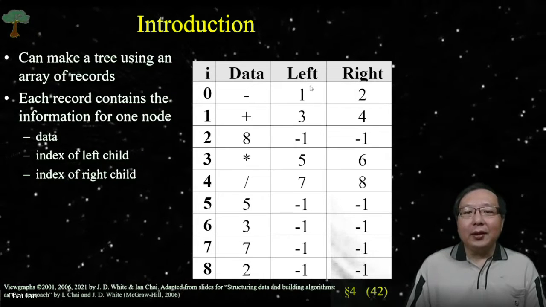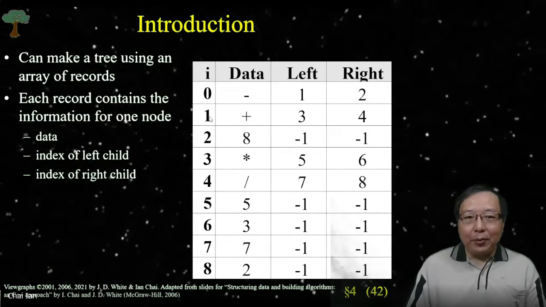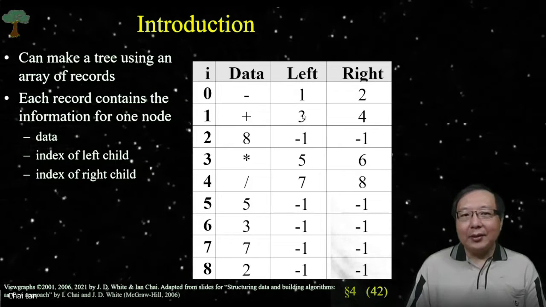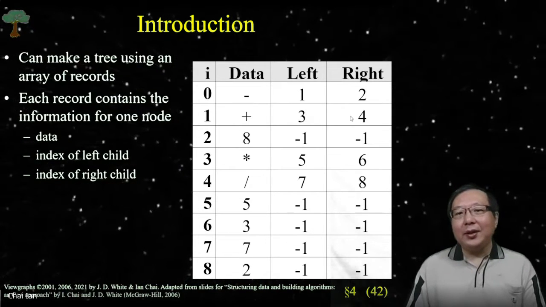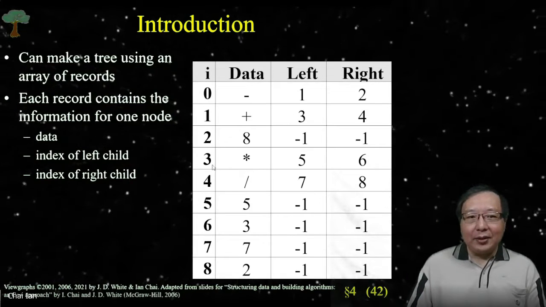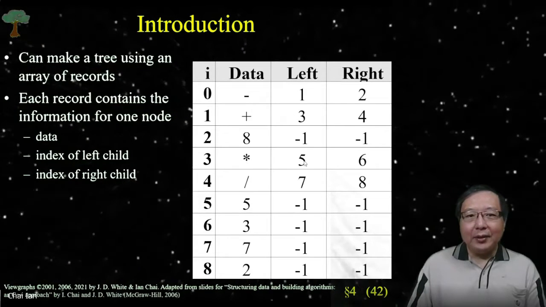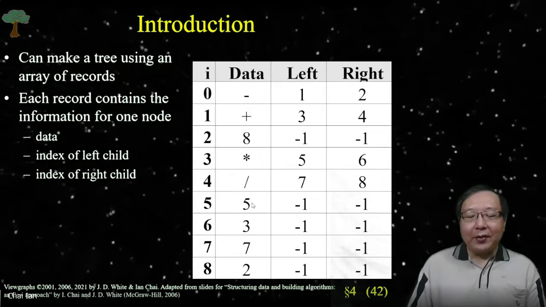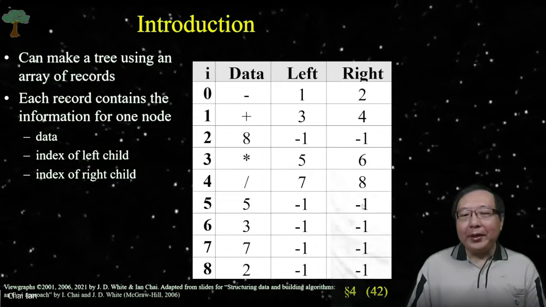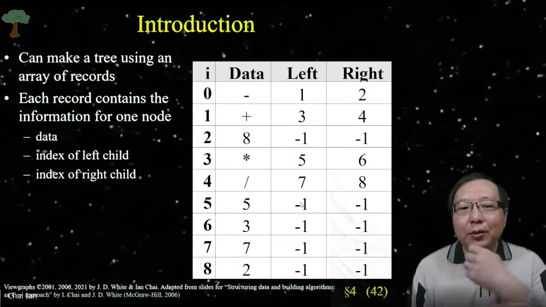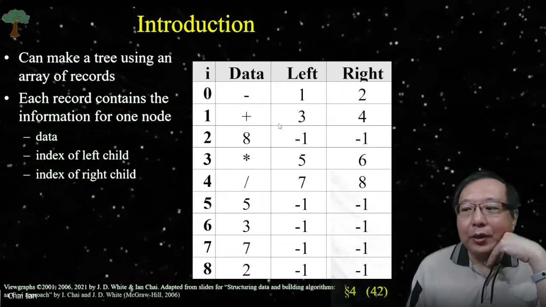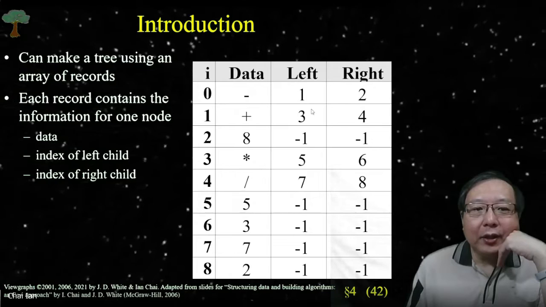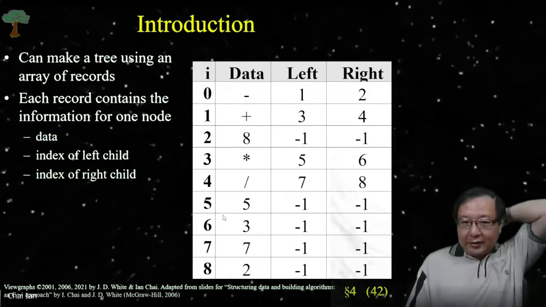Then the left child of this is node number 1, which has the plus, and its children are 3 and 4. So 3 is this multiply, with children 5 and 6, and 5 has the value 5, and we put -1 to indicate that there are no children. This is how we do it using arrays instead of a linked list.